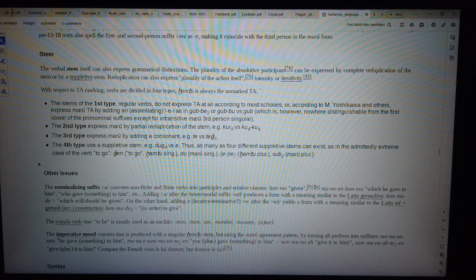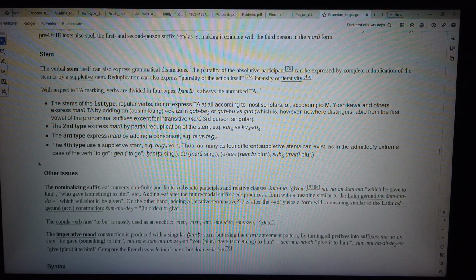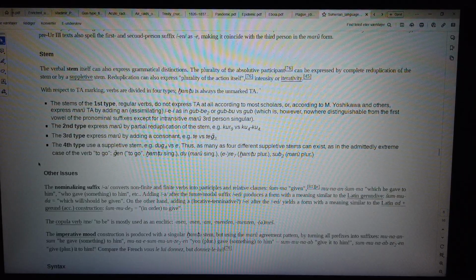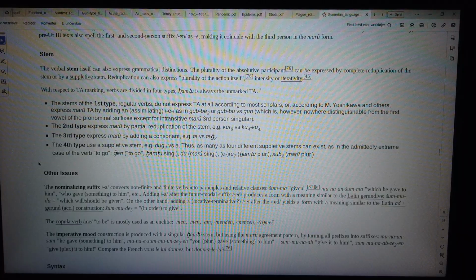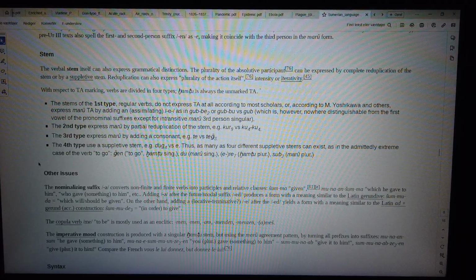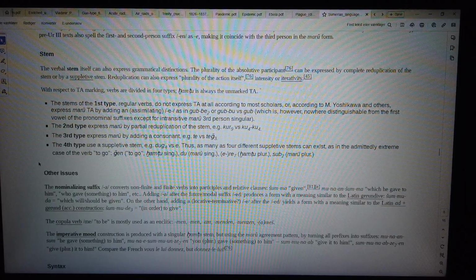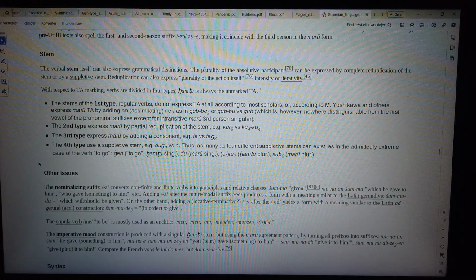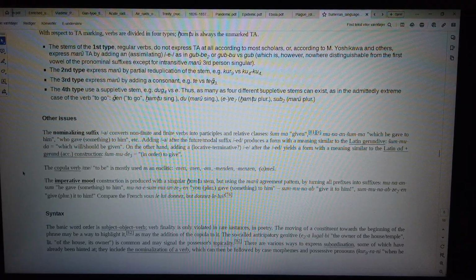The stems of the first type, regular verbs, do not express tense at all according to most scholars, or, according to M. Yoshikawa and others, express maru tense by adding an assimilating /e/, as in gub vs. gub-e, which is, however, nowhere distinguishable from the first vowel of the pronominal suffixes, except for intransitive maru third person singular. The second type express maru by partial reduplication of the stem, for example ku4 vs. ku4-ku4. The third type express maru by adding a consonant, for example te vs. teg3. The fourth type use a suppletive stem, for example dug4 vs. e.